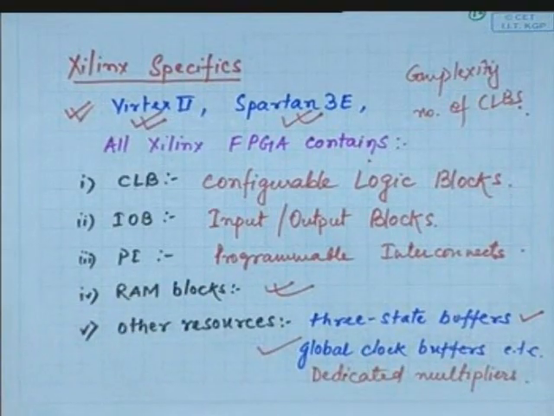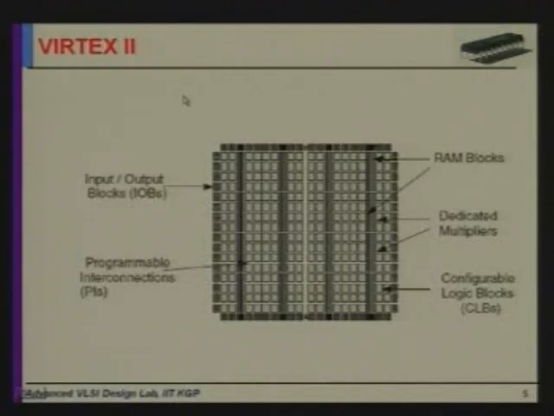Now let's look into the Virtex 2. At the outer sections, we have the IOBs. Here you can see these are the configurable logic blocks. The white space shown is the programmable interconnects. There are some RAM blocks running vertically. Beside the RAM blocks there are some dedicated multipliers. Fine.